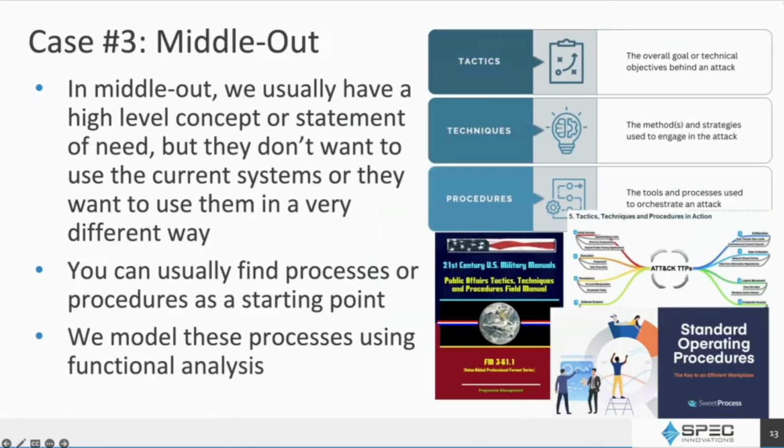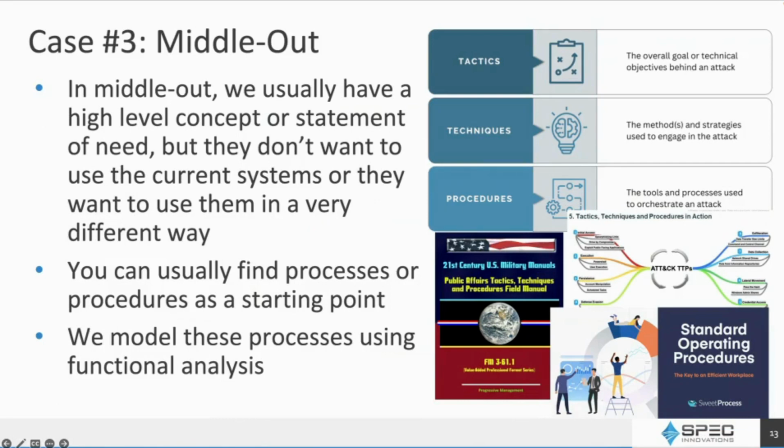Okay, case 3, middle out. So middle out, you usually have a high-level concept or statement of need, and you don't want to use the current systems, or maybe you want to use them in a different way. Again, this is the kind of thing like the JCTD, the joint capability technology demonstration. That's a kind of thing that the Department of Defense uses to take things that are existing legacy and turn them into something different and create new capabilities with it.